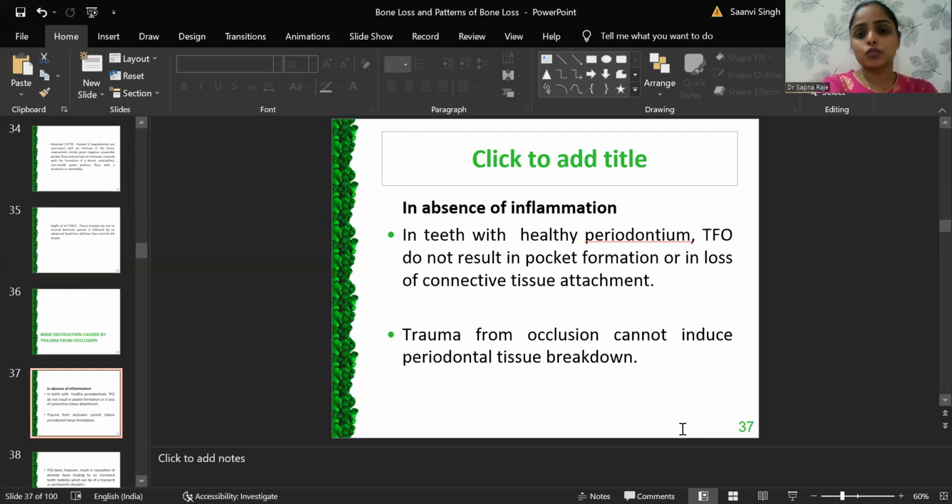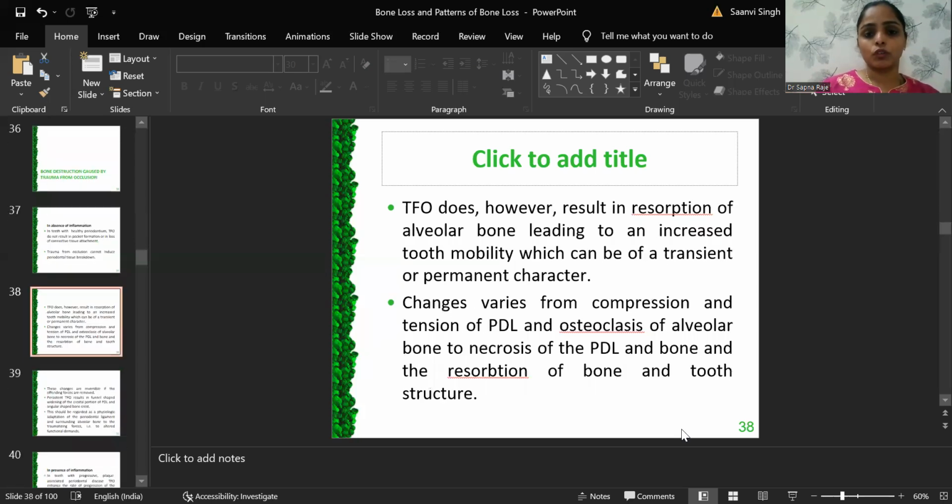Trauma from occlusion is the most important factor which should be kept in mind and which should be ruled out on time, so that it does not affect the outcome of the treatment which you're doing after the bone loss and patterns of the bone loss. Changes vary from compression and tension of the periodontal ligament and osteoclasis of alveolar bone to necrosis of the periodontal ligament and bone, and the resorption of the bone and root structure which takes place.